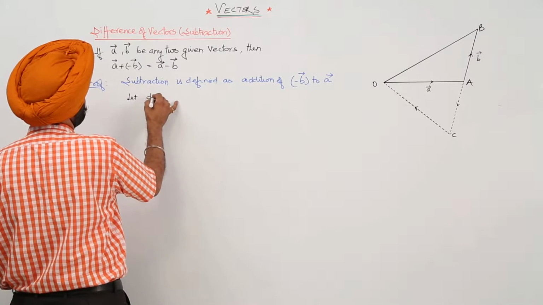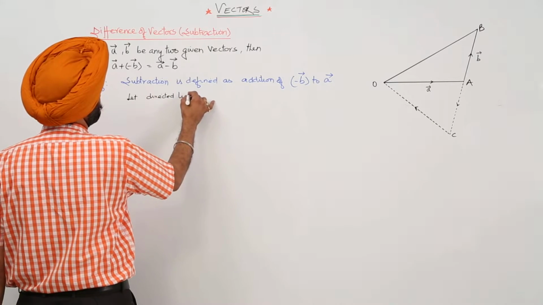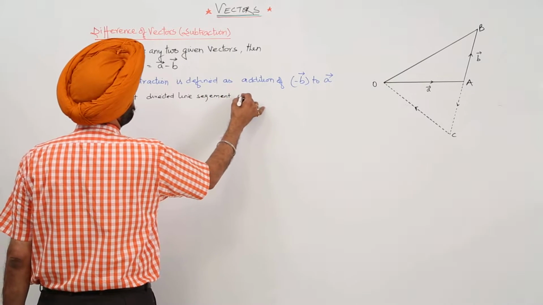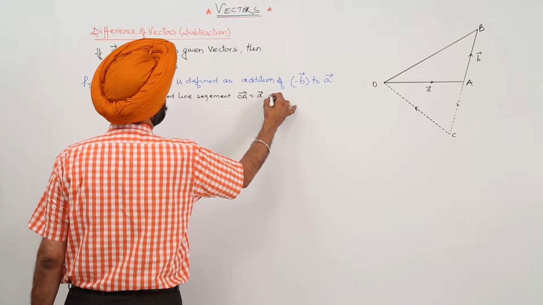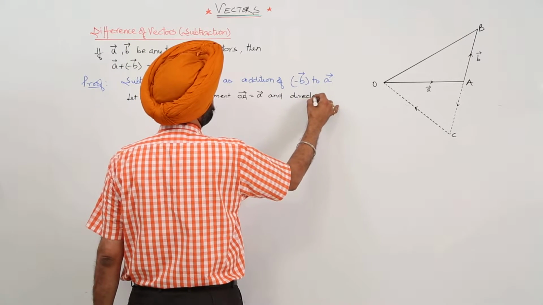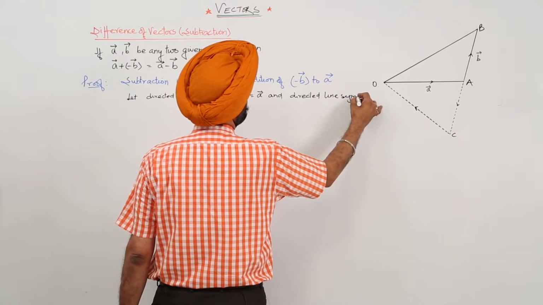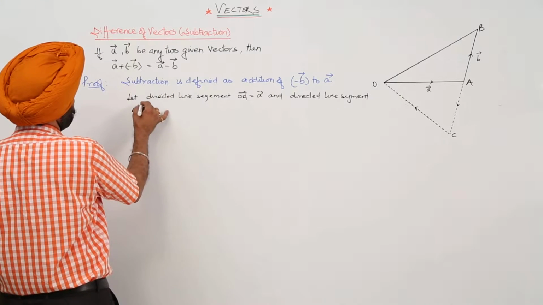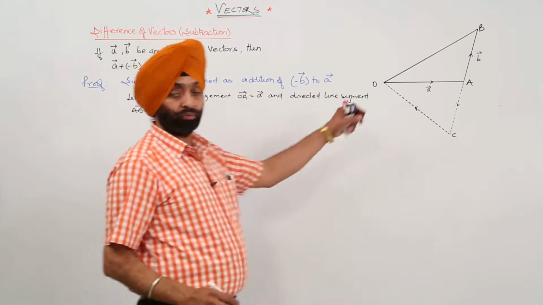Now let directed line segment vector OA be equal to vector A, and directed line segment vector AB be equal to vector B in this figure.